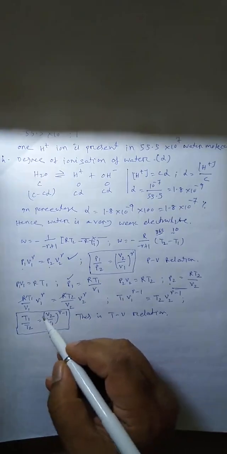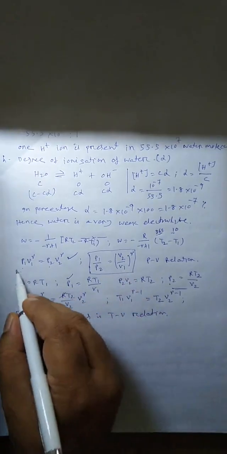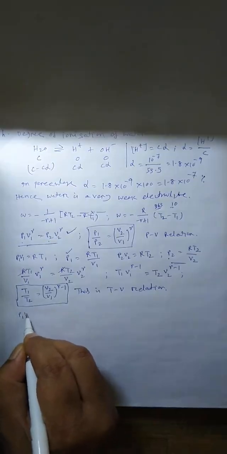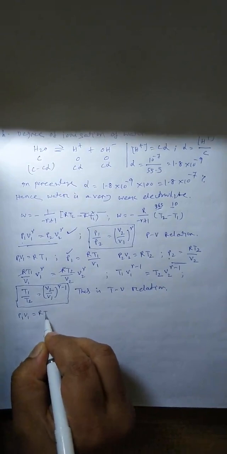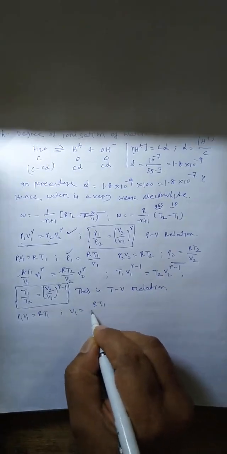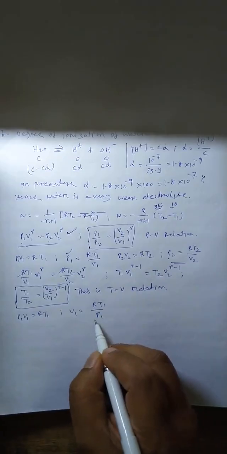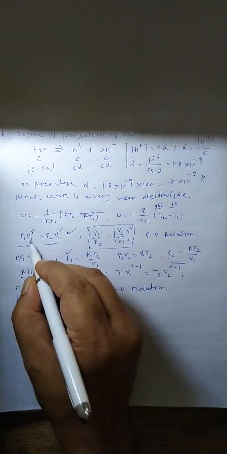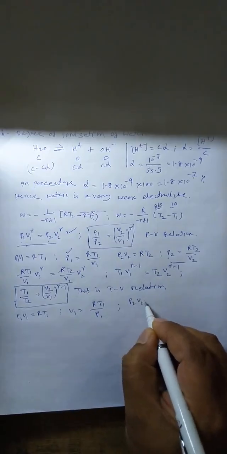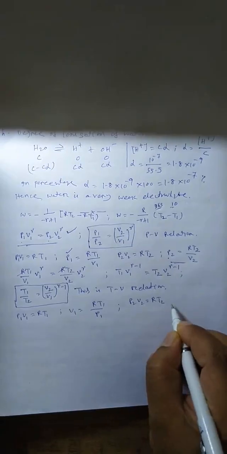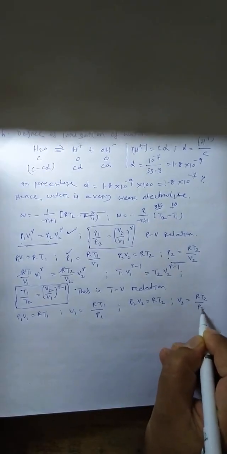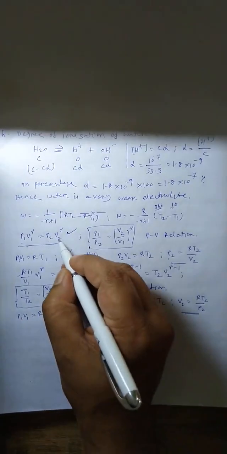Then I want to get the pressure-temperature relation. In the same formula we have to put, since we know that P1 V1 is equal to RT1, so V1 is equal to RT1 by P1. Now I substitute this V1 in this point. Similarly, P2 V2 is equal to RT2, then V2 is equal to RT2 by P2. Now substitute this V2 in this point.